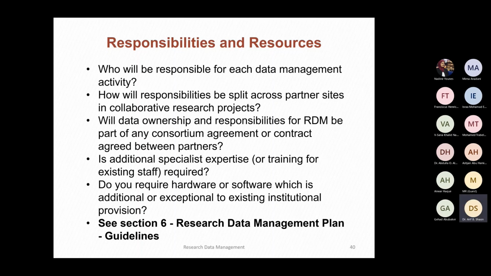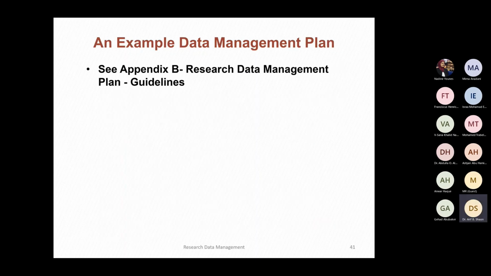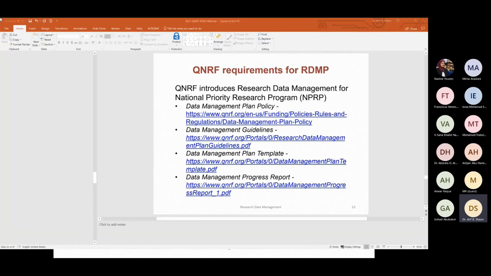So these are the 4 main categories of questions that you have to answer. Once again, I reiterate that you may not have all the information at the very beginning, and you'll have an opportunity to come back to it. Okay, so just quickly, we'll take a look at an example data management plan, and this is also in the guidelines document in Appendix B.